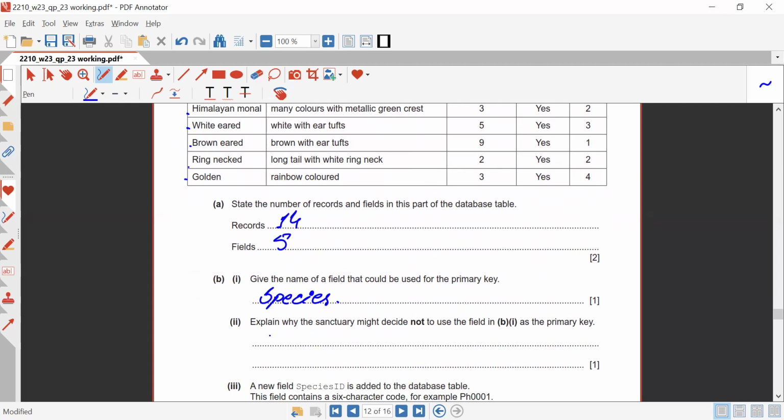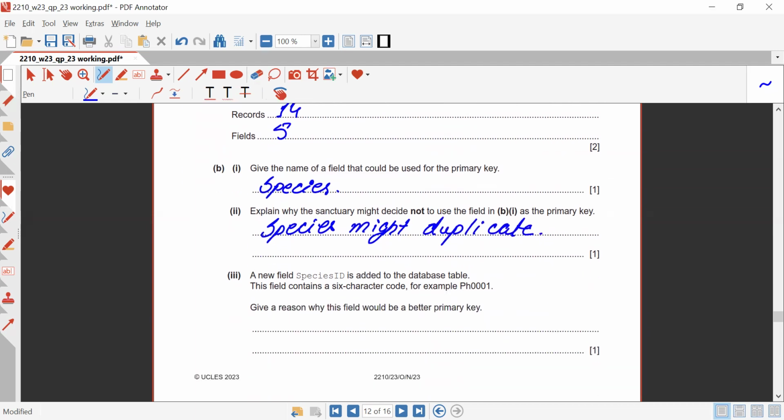So you may say species might duplicate. Okay, I think so. Species might duplicate. That's the reason that they might not be unique in that case. Right now it's unique, but afterwards maybe it might not be unique.